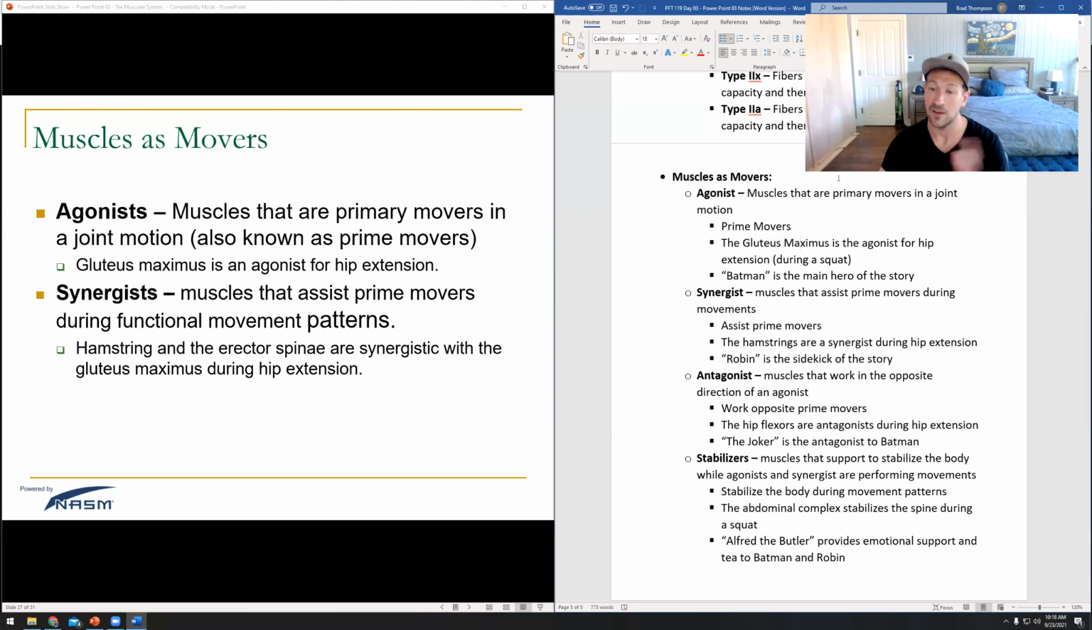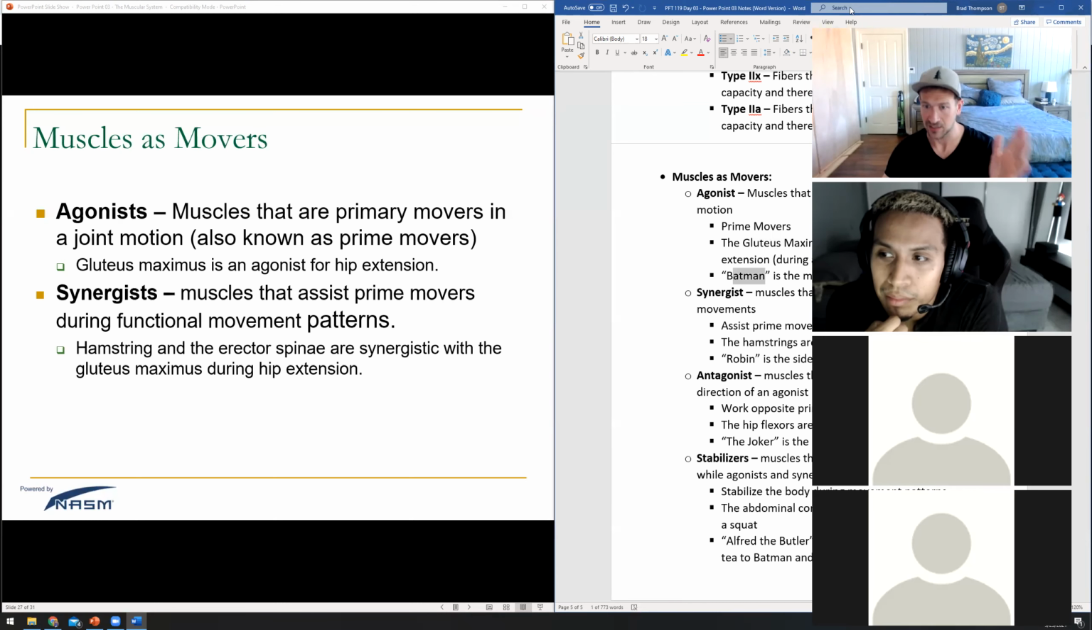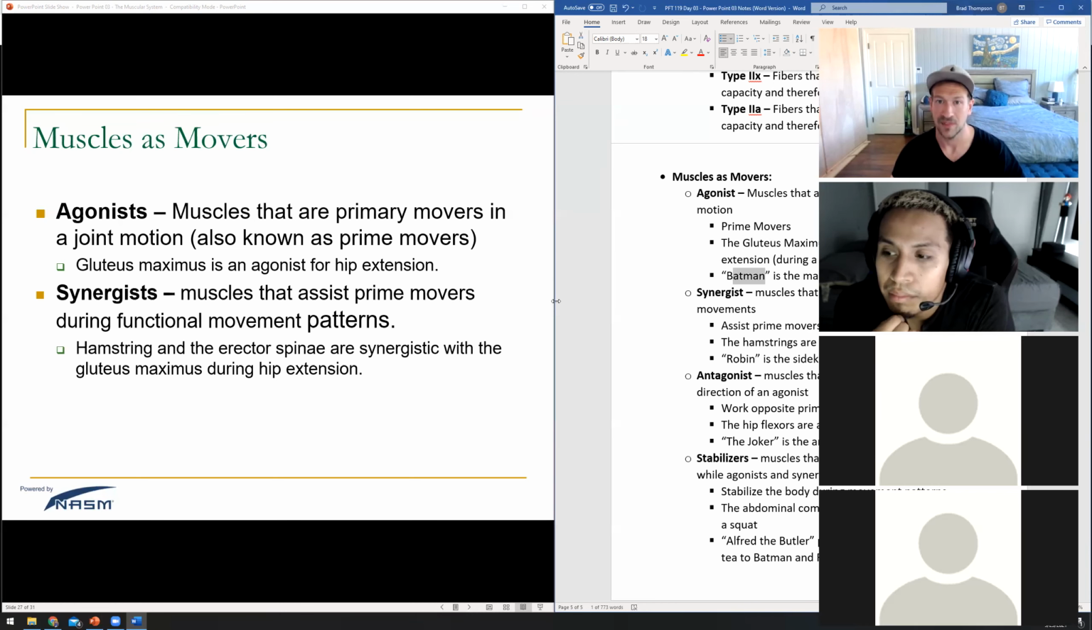Think of it this way, guys. My favorite analogy to use is Batman. Batman's the main character of Detective Comics. He's the main character of Batman. The protagonist. He's the protagonist, exactly. The agonist.